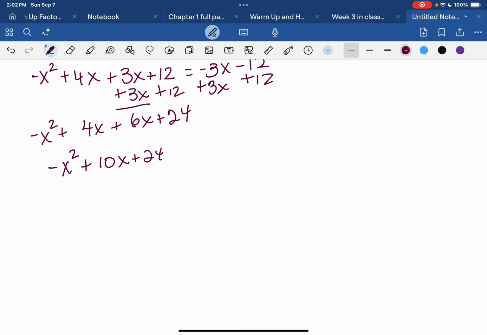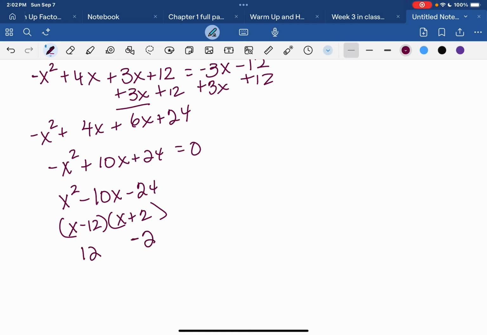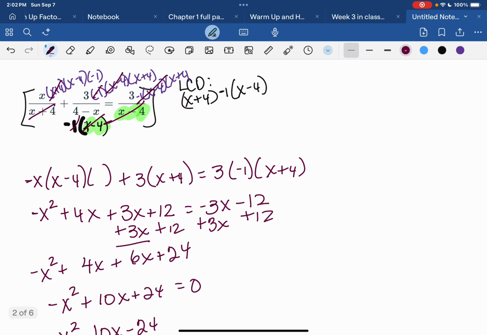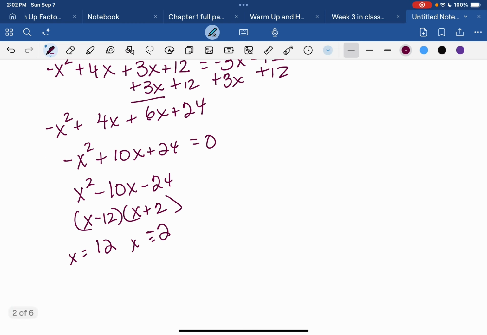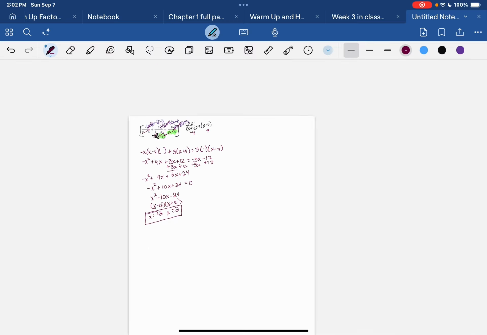I do not like factoring with an x squared that's negative, so I'm going to take out a -1, or just divide everything by -1, which changes all my signs. So now I have x squared minus 10x minus 24. Now I want to know what multiplies to give me -24 and adds to give me -10. That's a -12 and a +2. So I have a 12 and a -2. So I look, is either one of those what I can't have? Based on my LCD, I can't have a -4 and I can't have a 4. So these answers would both work.